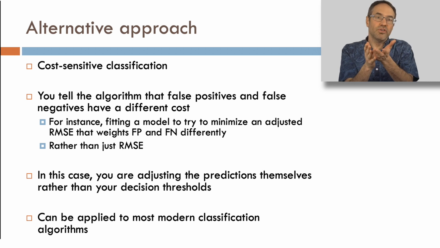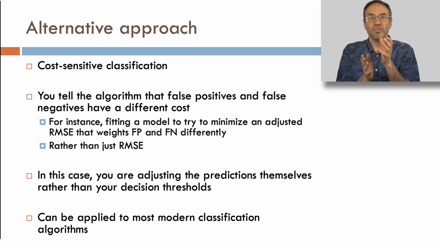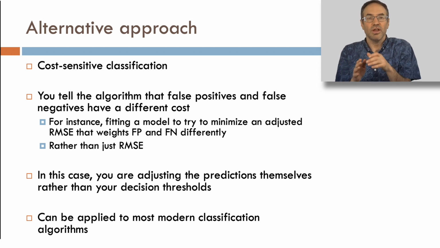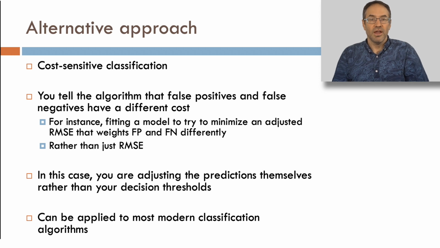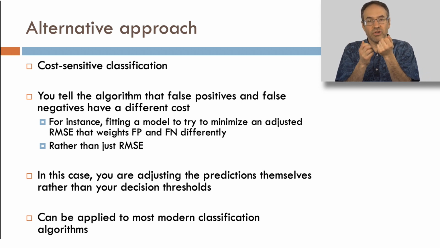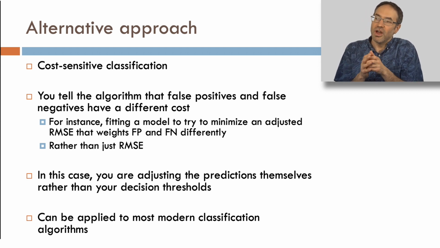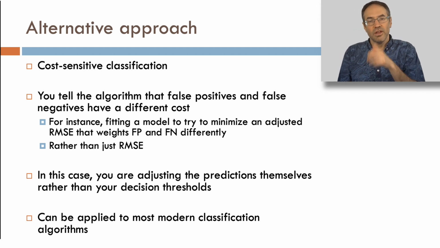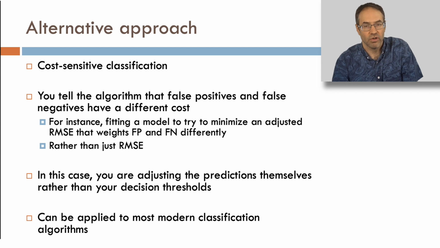Now, there's another way to do this that in fact is a little more popular, which is called cost-sensitive classification. In cost-sensitive classification, you tell the algorithm that false positives and false negatives have a different cost. For example, fitting a model to try to minimize an adjusted RMSE that weights false positives and false negatives differently, rather than just using a flat RMSE. And in this case, you're actually adjusting the predictions themselves rather than your decision thresholds. But it ends up in much the same place of weighting positives and negatives differently, errors in terms of them. And this can be applied to most modern classification algorithms.